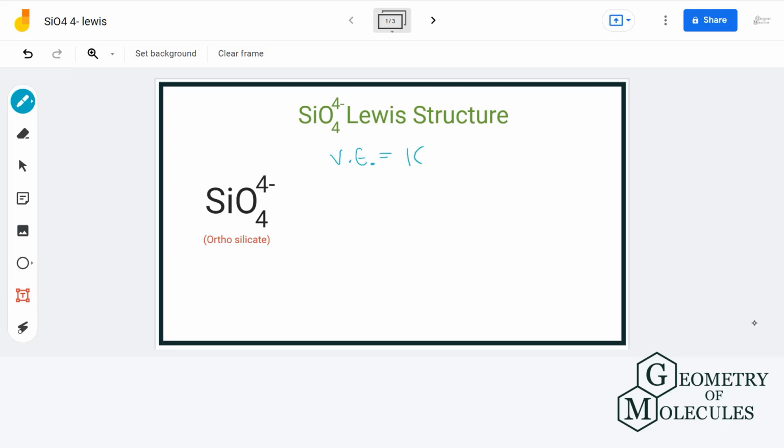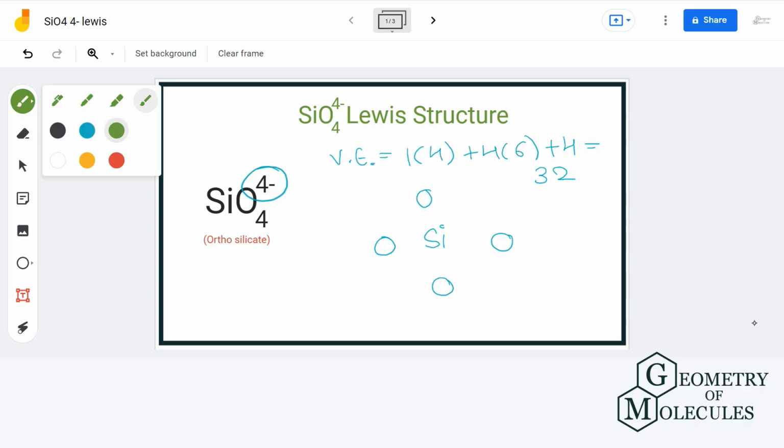We have one silicon atom having 4 valence electrons, 4 oxygen atoms having 6 valence electrons, and this -4 charge here represents gain of additional electrons, and that gives us a total of 32. For the arrangement of atoms, we will place silicon in the center and arrange 4 oxygen atoms around it. Then we will place 2 electrons between each atom for bond formation.